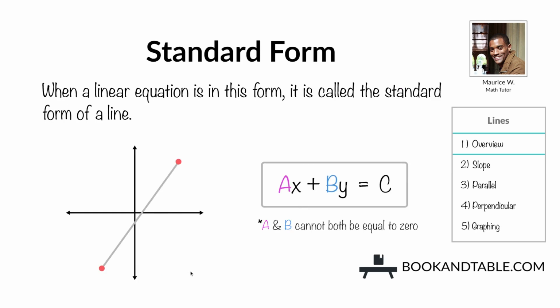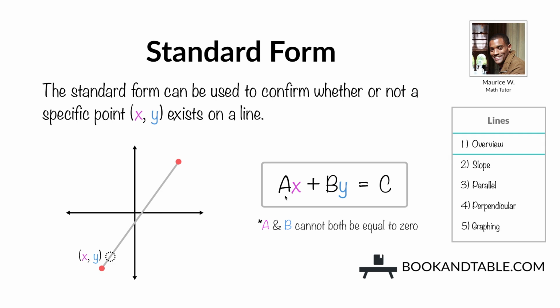Let's discuss the standard form of a line. If an equation can be written in this form, ax plus by is equal to c, where a and b cannot both be equal to 0, it is called the standard form of a line. So what does this mean? The standard form can be used to confirm whether or not a specific point, x y, exists on a line. So a line is a collection of points, and in standard form, we can figure out if any one of these particular points exists on the line given.